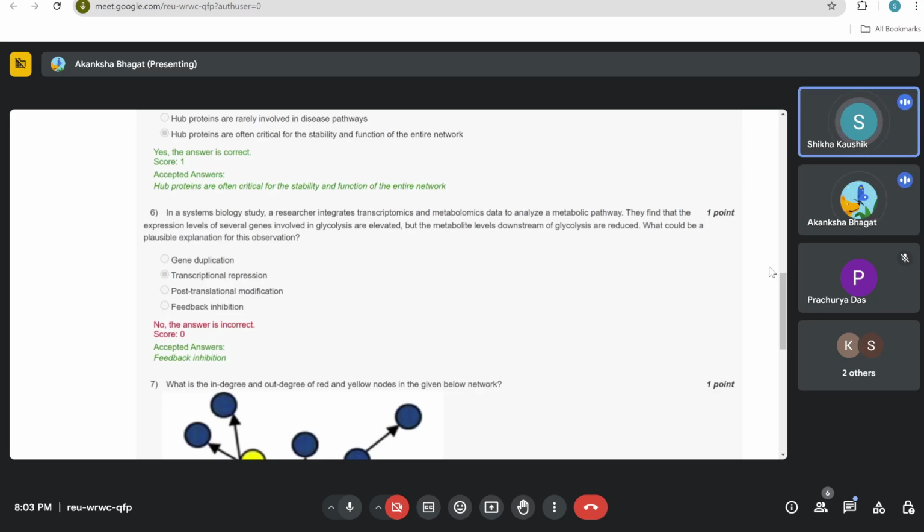So इसमें क्या बोल रहा है वो? In the system biology study, a researcher integrates transcriptomics and metabolomic data to analyze a metabolic pathway to find the expression level of several genes involved in glycolysis are elevated, but the metabolite level downstream of glycolysis are reduced. What could be the plausible explanation for this observation? बताओ. जीन डुप्लीकेशन. क्या हो रहा है यहाँ पे? प्रोसेस के अपस्ट्रीम सारे एलिवेटेड हैं एंड डाउनस्ट्रीम सारे रिड्यूस्ड हैं. This is what is happening.